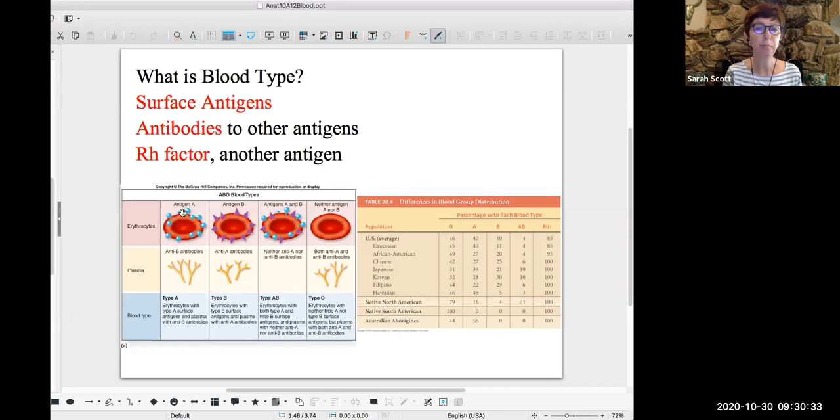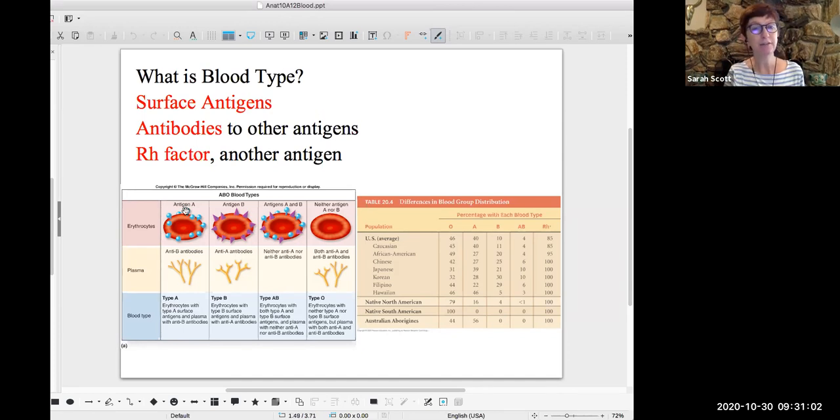And because your body is used to that antigen, it will not mount any kind of immune response to antigen A, no matter how it sees antigen A. If it's on your blood, it won't respond. If it's on the blood of somebody who donates to you, it won't respond. Because the body knows, hey, antigen A is fine, that's mine, I don't need to attack it.